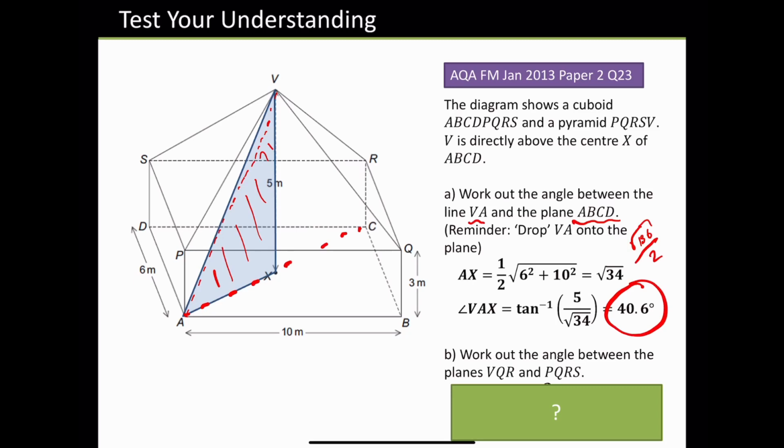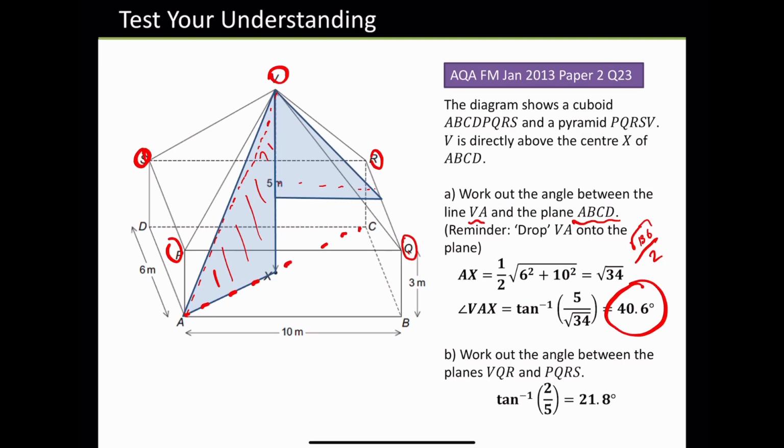Work out the angle between VQR and PQRS. So the hardest thing about this question is actually working out what it's asking you to do. So VRQ or VQR, and I want PQRS. So we're looking, these are the two planes. So the only angle that I'm looking for has got to be there. So right through the middle, and we're looking for this, and that is 21.8.